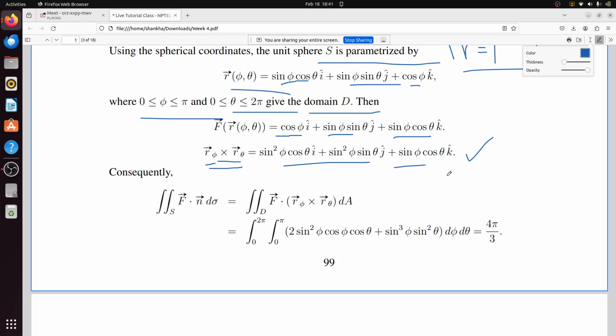Yes. I component, J component, I got the same answer. Okay. K component, I got sin phi cos phi. I think you made some mistake. It should come like this. Please recheck once again.